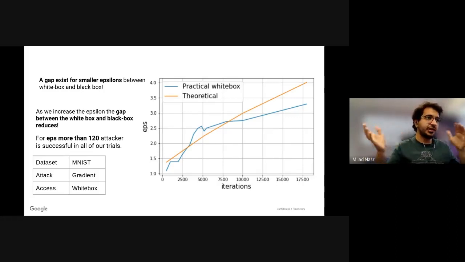And a generally interesting result of our experiment was that if we used a very large epsilon, our attack was always successful in all of our runs. For epsilon of 100 or 120, the attack never failed. It's a limitation of this work that we cannot go to even larger epsilon, but we are limited by computational power.